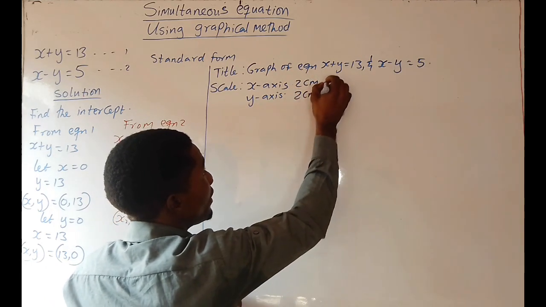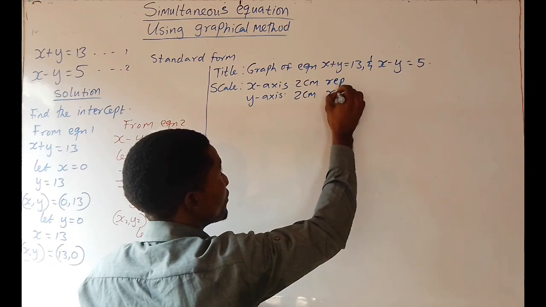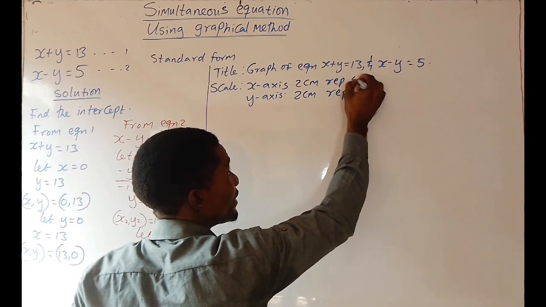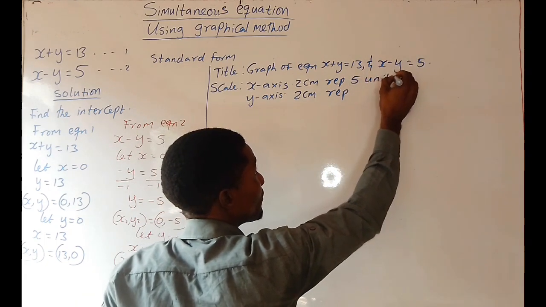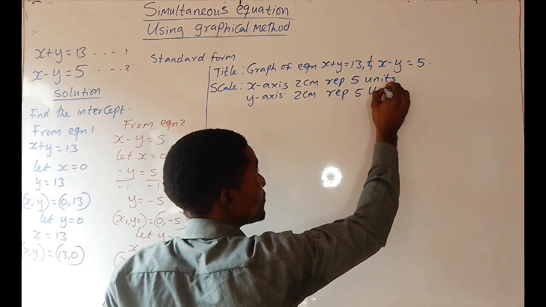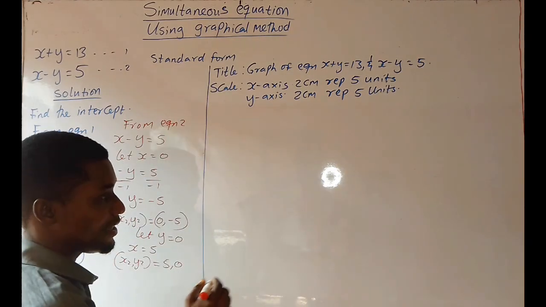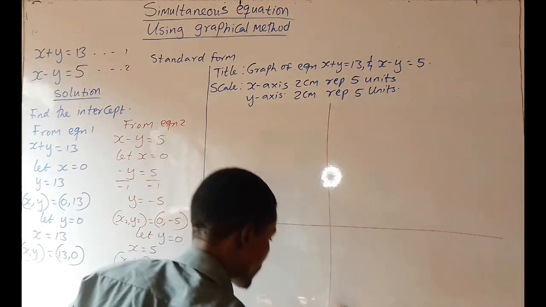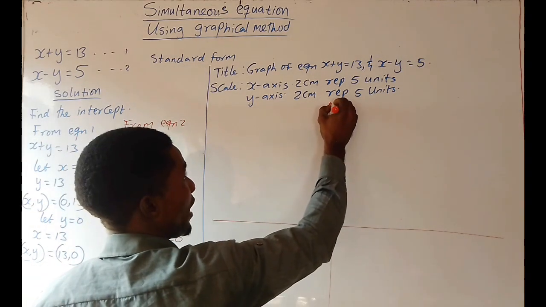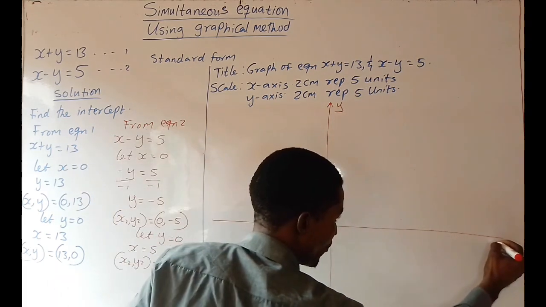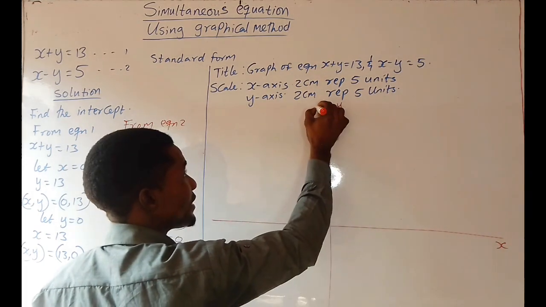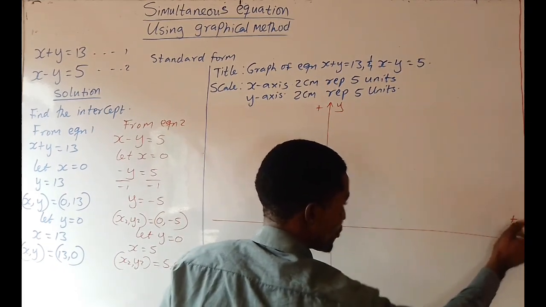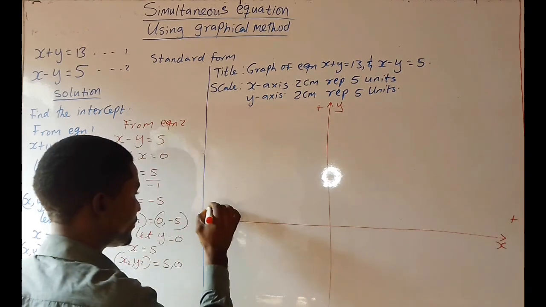2 centimeters now represent how many units? Let's take a look at the value here. Let's say 2 centimeters represent a 5 unit interval. Now let's represent this value on the Cartesian plane. This is my Cartesian plane. I have my y and I have my what? My x axis. This is positive. This is also positive. This place is negative. This is negative.